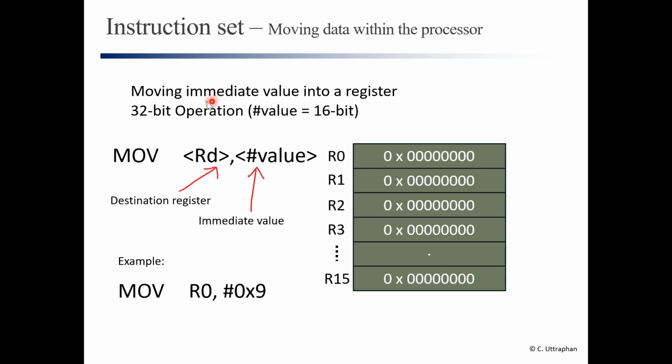This instruction is called move immediate. It is used to move the data from the programmer or from the outside into the CPU register, where the size of the source operand is 16-bit. For example, if the instruction is to move immediate 9 into R0, after the microprocessor executes the instruction, we will have 9 in R0. For a negative immediate value, for example -9, the value will be stored in 2's complement representation like this, and the sign bit is extended to bit 31.